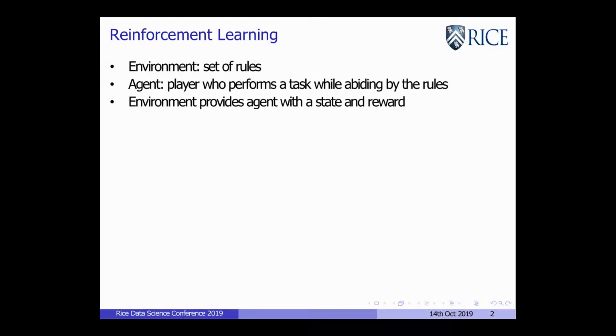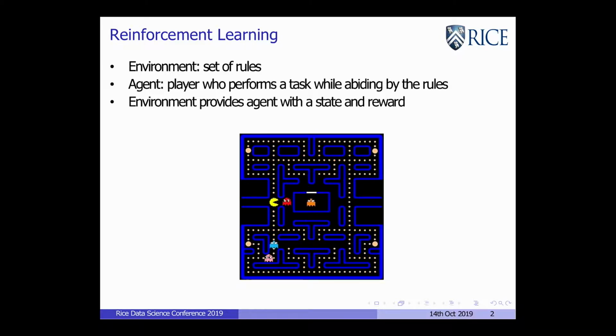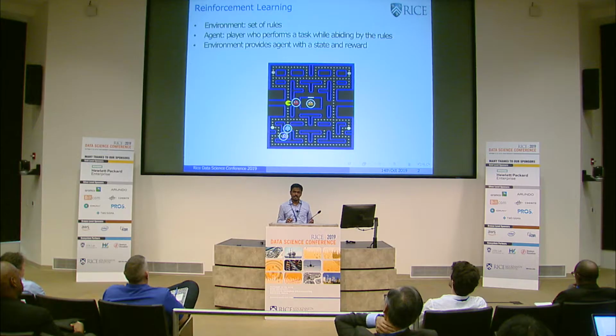So in reinforcement learning, we have an environment and an agent. An environment is basically a set of rules, and an agent is a player who abides by the rules and performs certain tasks. And the environment provides the agent with a state and a response in the form of a reward. So let's take the example of the classic Pac-Man game. A state can be as raw as an input image, as an image frame. And we have the agent, which tries to accumulate the dots while also dodging the enemies.